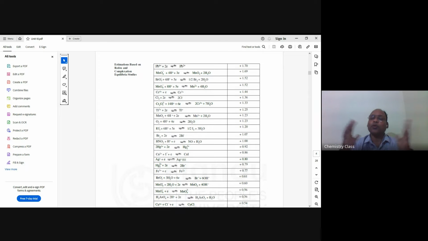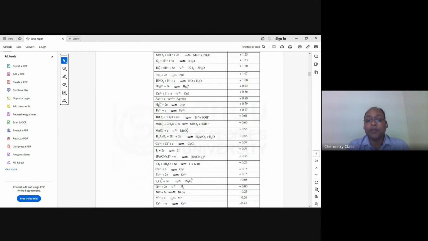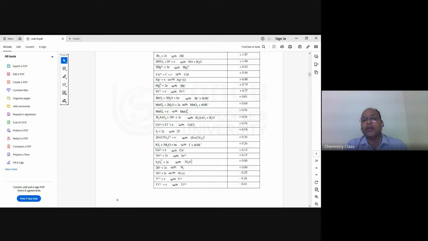If two electrodes are given in the reaction, suppose copper is given and platinum is given. Now check out copper. Copper here is plus 0.86, and if you go to nickel, nickel is minus 0.25. If two electrodes, copper and nickel, are given, now you think which one will be the oxidizing agent and which will take part in the oxidation and which in the reduction.